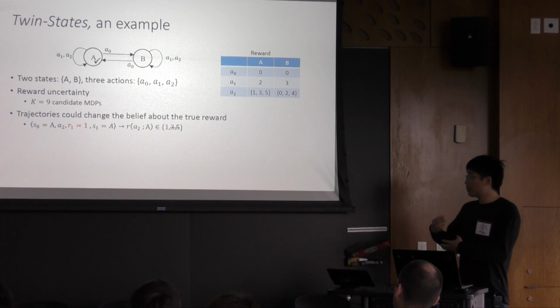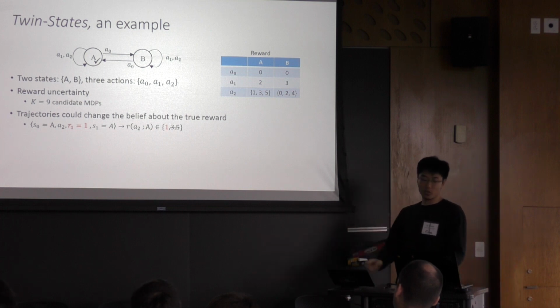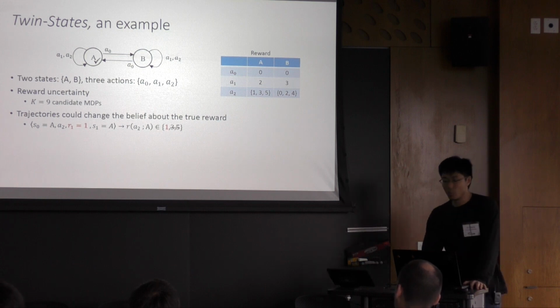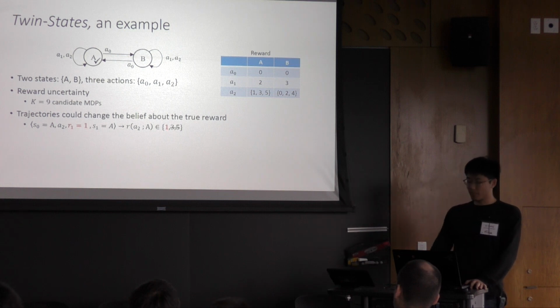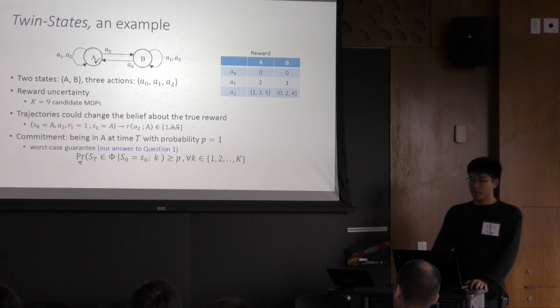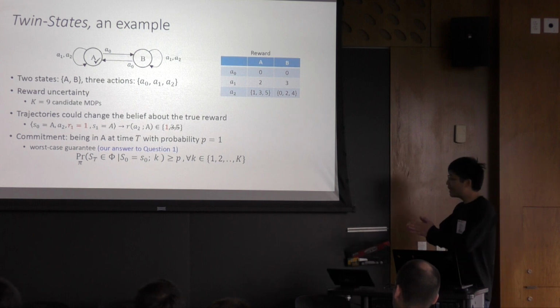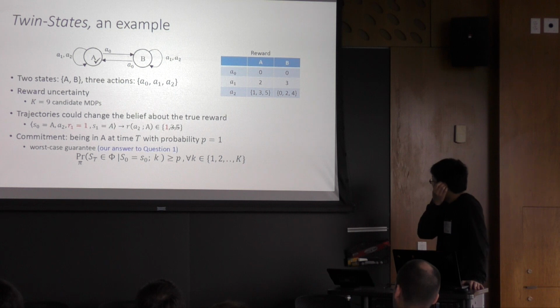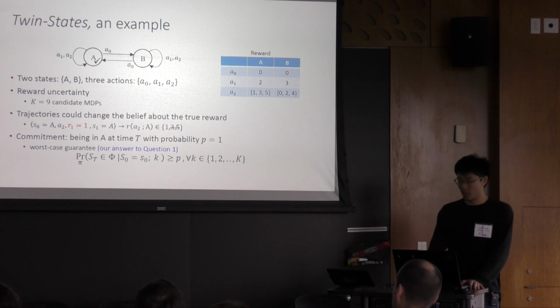And a trajectory changes the beliefs about the true reward function. For example, if the agent starts in state zero, being A, and takes action A2, it will stay in state A, but suppose the reward is one here, then the agent can remove all reward functions in which that reward is not one. The commitment in our example is that the agent commits to being in A at time horizon T, for example with probability one. And the worst-case guarantee tells us that no matter which is the true reward function, we want to attain that commitment probability.